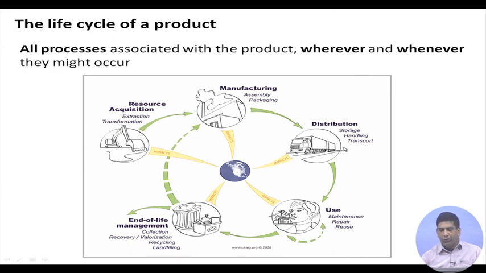From manufacturing you go to the distribution system, where you have storage, handling and transport. During the distribution you have an environmental impact associated with that. During the use phase, you have to do some maintenance, repair, reuse, and you will be using a lot of energy associated with that. So there also is an environmental impact. And then there could be some reuse within the system.